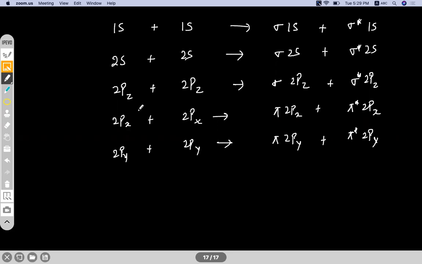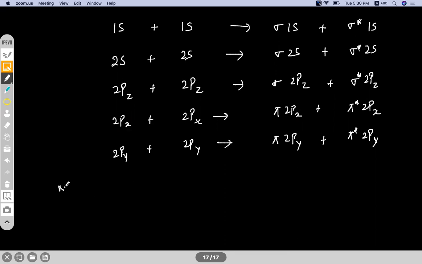Generally, we consider the internuclear axis along the Z axis. That's why I have considered pz forms sigma here. This is just an assumption we have. But if you write pi 2pz plus pi star 2pz, you won't get the wrong answer. It is the assumption that the internuclear axis is along the Z axis. That's why the pz orbital forms sigma.